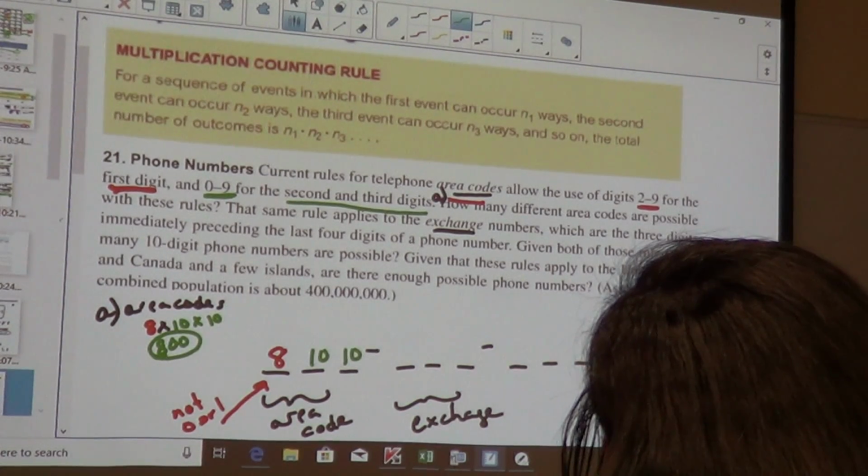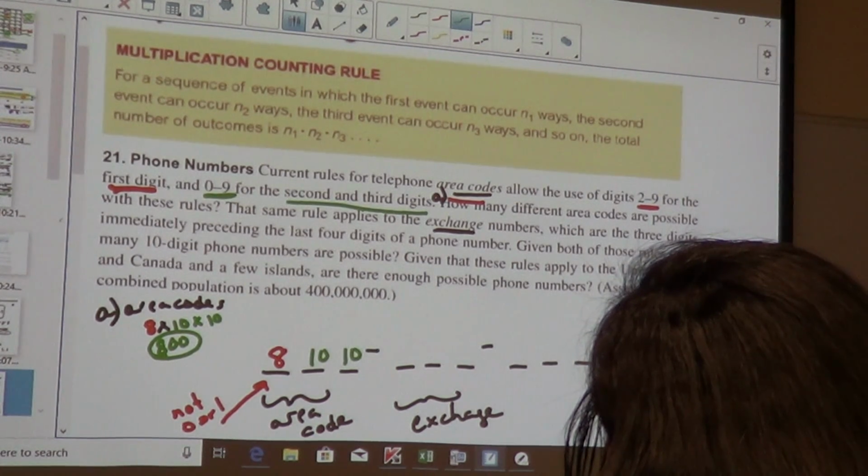So across the United States, there are 800 different area codes we can use with 3 digits, and the first digit cannot be a 0 or a 1. Now, how many different, okay, that's question A. That same rule applies to the exchange numbers.